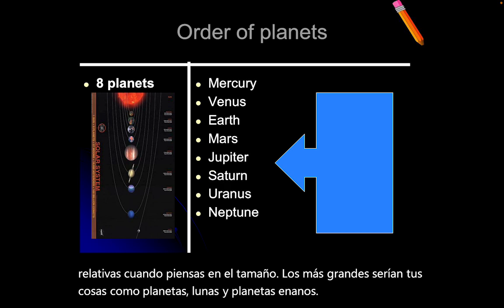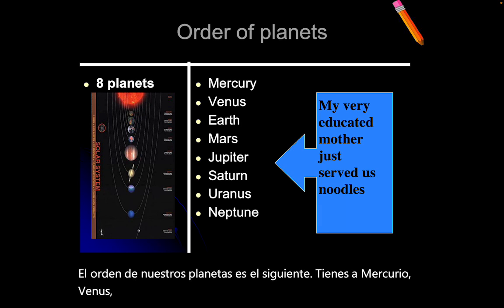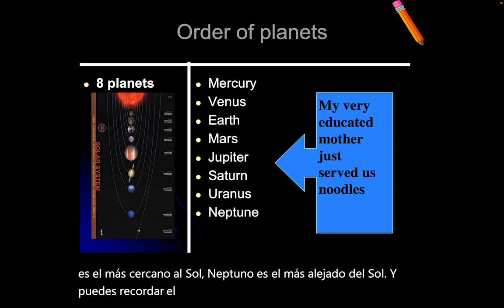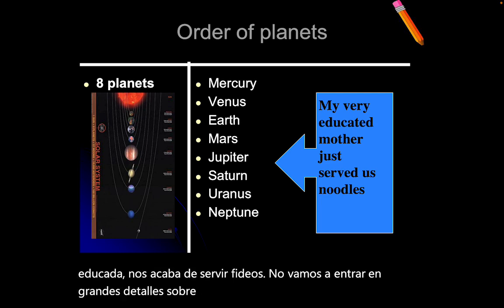The larger ones would be your things like planets, moons, and dwarf planets. The order of our planets goes as follows. You have Mercury, Venus, Earth, Mars, Jupiter, Saturn, Uranus, and Neptune. Mercury is the one closest to the sun, Neptune is the one farthest away from the sun, and you can remember the order by saying, "My very educated mother just served us noodles." We're not going to go into super big detail about what each planet is like, but I would know the correct order of them.